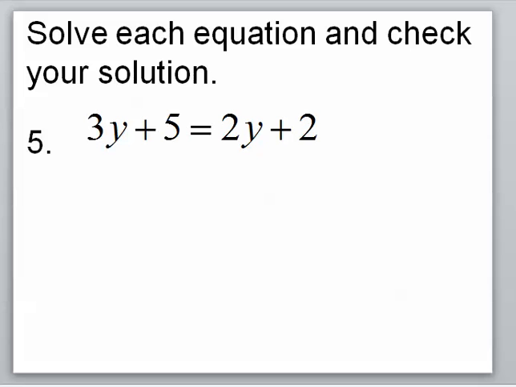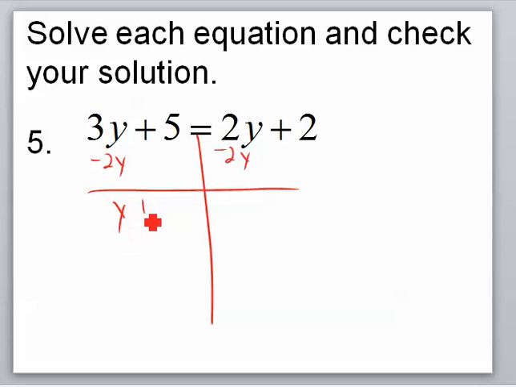The next problem, I just keep seeing the same things over and over. You should be at this point able to pause these and come up with the answer on your own. We're going to move the 2y to the other side by subtracting 2y. That gives me y plus 5 equals, those go away, 2. And I'll put a negative 5 on both sides. 2 minus 5 gives you a negative 3.